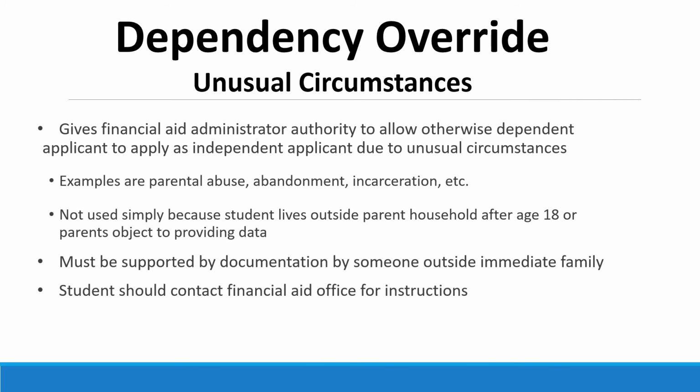We also have dependency overrides. This gives the financial aid administrator the ability to take a student who would normally be dependent and allow them to be independent. This is in cases of parental abuse, abandonment, incarceration. This is the high school student who never goes home and is a college couch surfer. The parents who just don't care, who are maybe abusing their children, so the student is not going home because if they did, they would be abused.